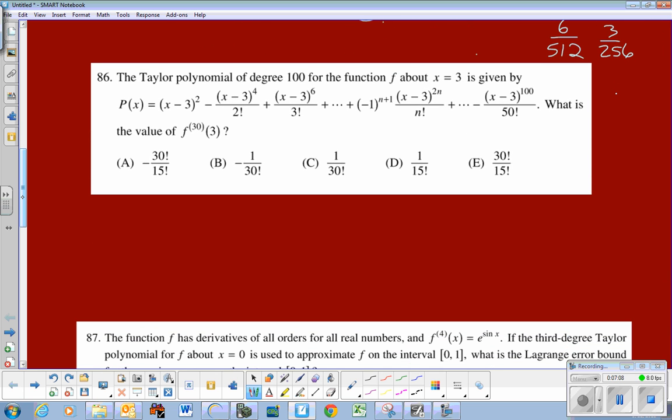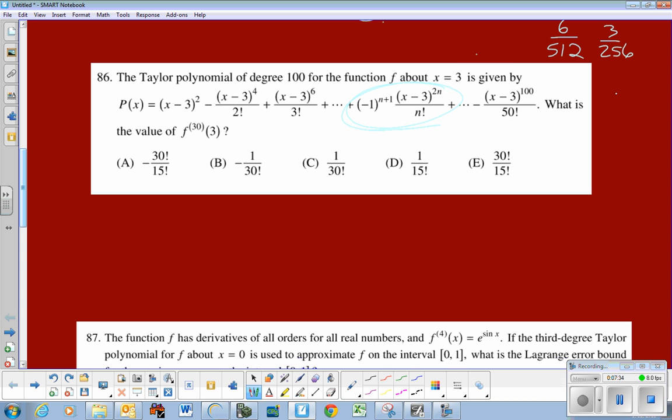Okay, this one's a little tricky. The 100th degree Taylor polynomial is given. Find the value of the 30th derivative evaluated at 3. So this is the same thing. We just have to do a little thinking to figure out what does the 30th degree term look like. So the 30th degree term is going to happen when n is equal to 15 because of the nature of our general term here.